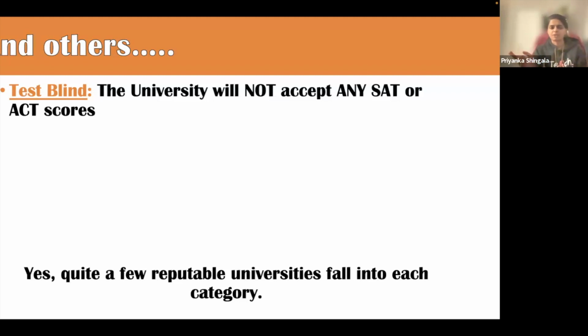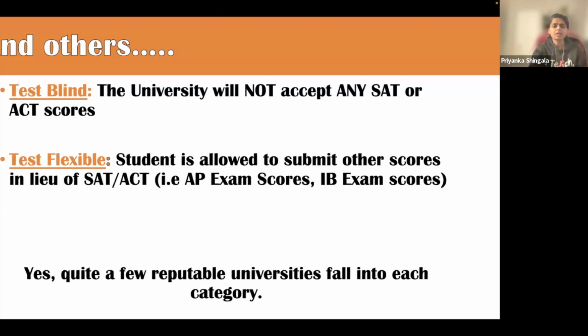So you can never send your official score. Will they see your self-reported score? Yeah, but will they actually consider it? Probably not. Test flexible universities, such as NYU. These universities allow students to submit any other numbers. Usually it's 3 AP exam scores or 3 IB exam scores instead of the SAT or ACT scores.